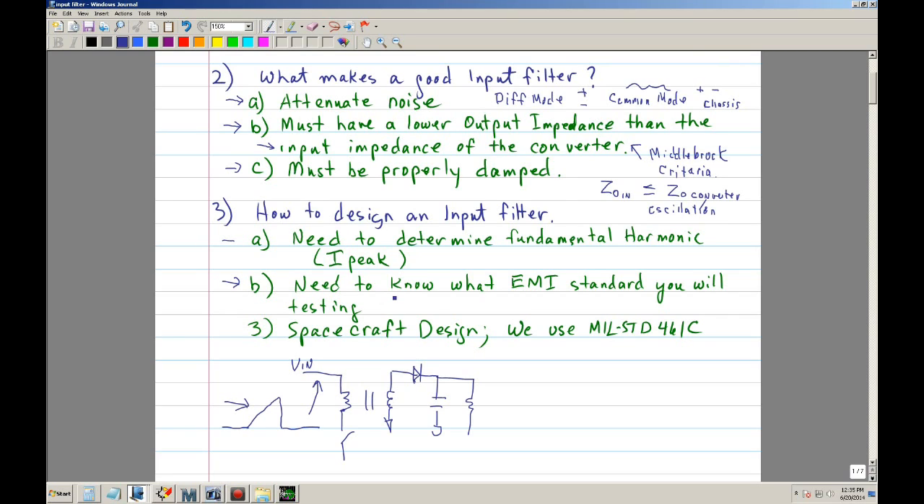Second, you need to know what EMI standards you will be testing to. There are several standards. The one that I am more familiar with, and that I'll use as an example because I do military power supplies, is MIL-STD-461. That's the one I'm going to be using, but the procedure should be the same as with any of the other standards that you may use.